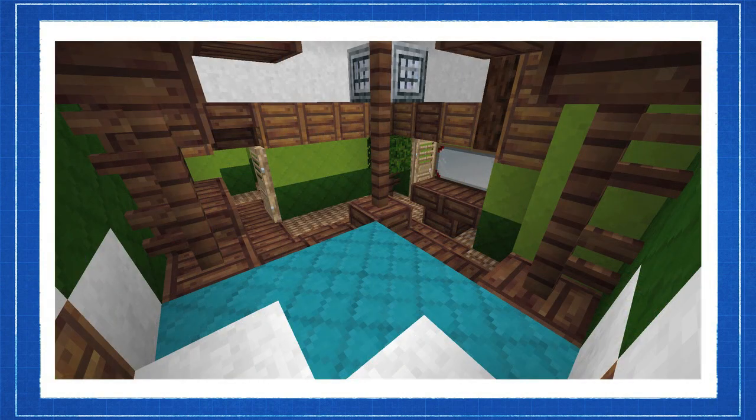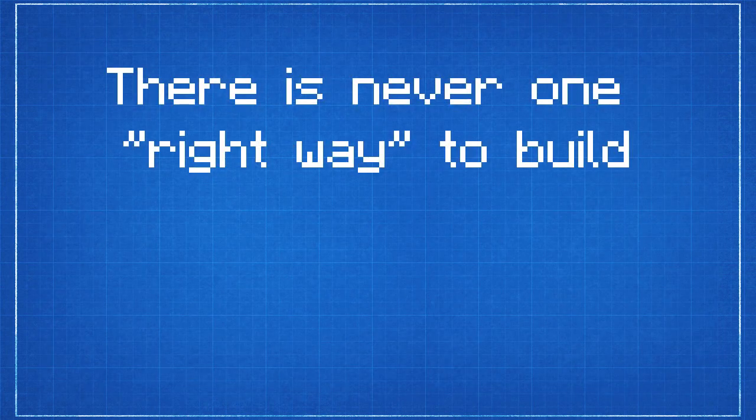Even though these two builds utilize opposite interior spaces, each build is successful in its own way, and for its own reasons.